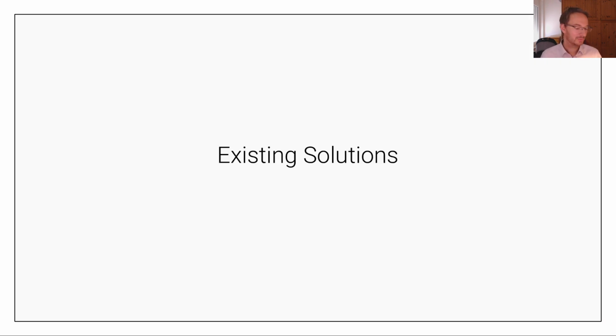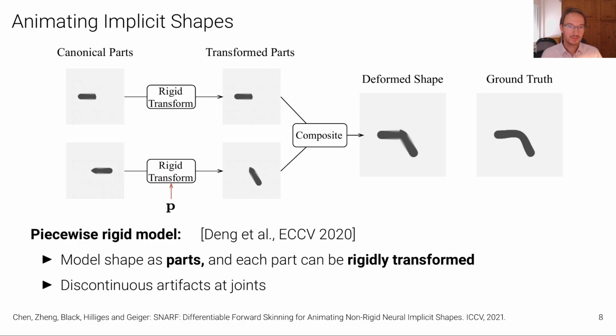There are some solutions for this problem already in the literature. A prominent one is NASA, presented at ICCV last year. NASA is a piecewise rigid model, which means that it models the shape as composed of individual parts where each part can be rigidly transformed. Consider these two parts here, which are passed through a rigid transformation to move from the canonical space to the pose space. And then there is a composite operator that composites the two into a deformed shape. The problem with this is that at joint locations, this model is not very accurate, and this composition will result in discontinuities and artifacts close to joints.